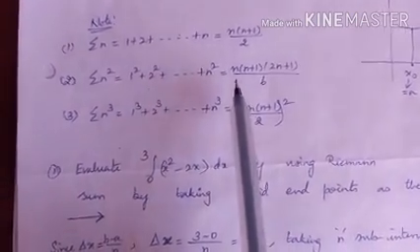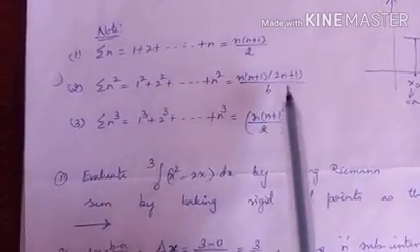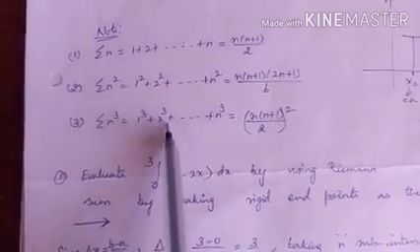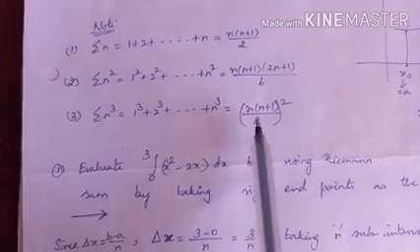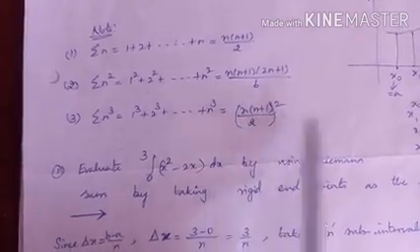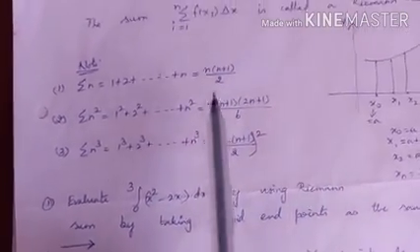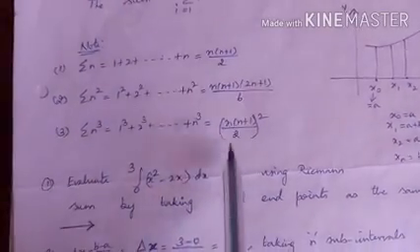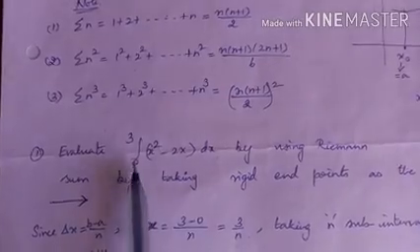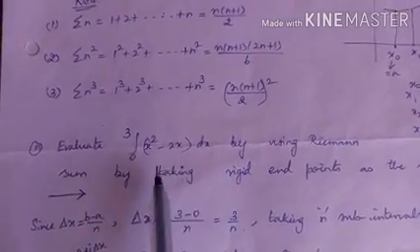Sum of squares: 1 square plus 2 square plus up to n square is n into n plus 1 into 2n plus 1 by 6. 1 cube plus 2 cube plus etc. up to n cube is n into n plus 1 by 2 the whole square. Okay. So if you know this, you can do the problem. Let us do a problem.